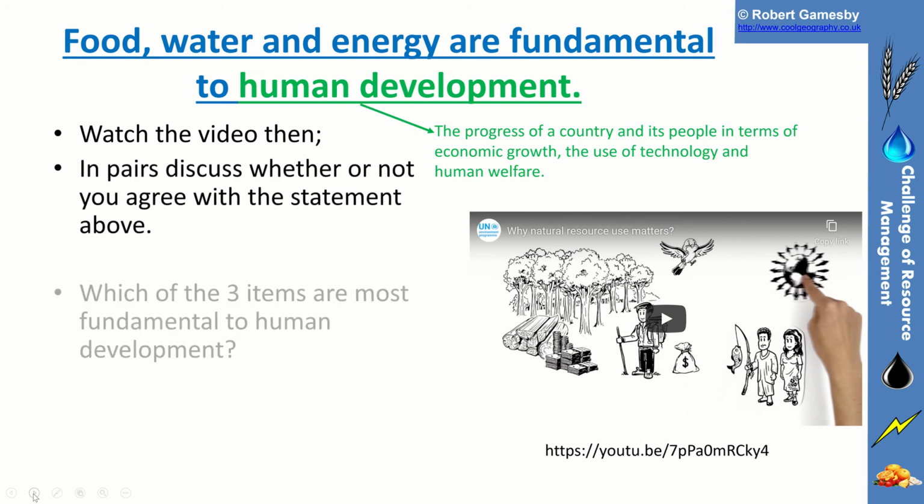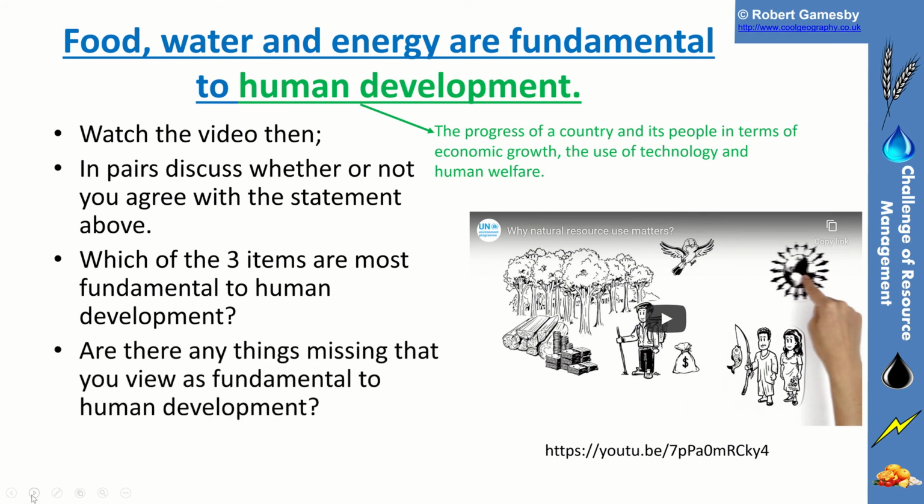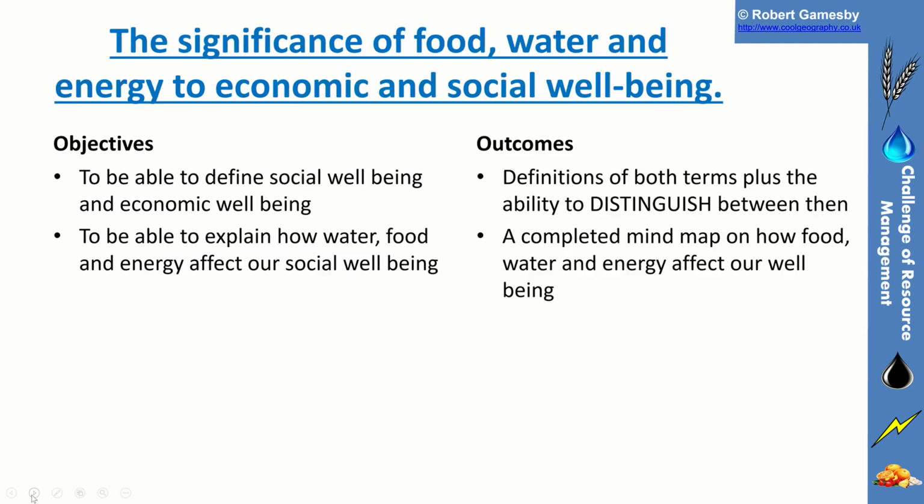Your first task will be to watch the video, why natural resource use matters, and then think which of these three things, food, water and energy, initially, do you think are the most important to human development? You might think that there are other things outside of food, water and energy that are important to human development that aren't included.